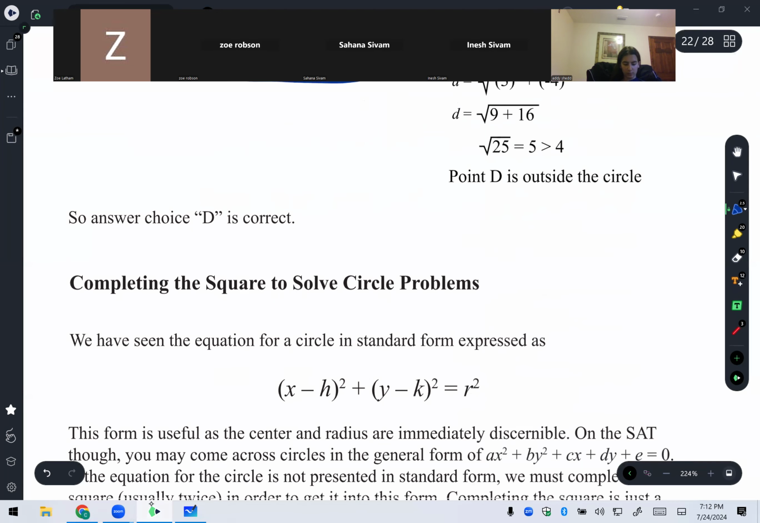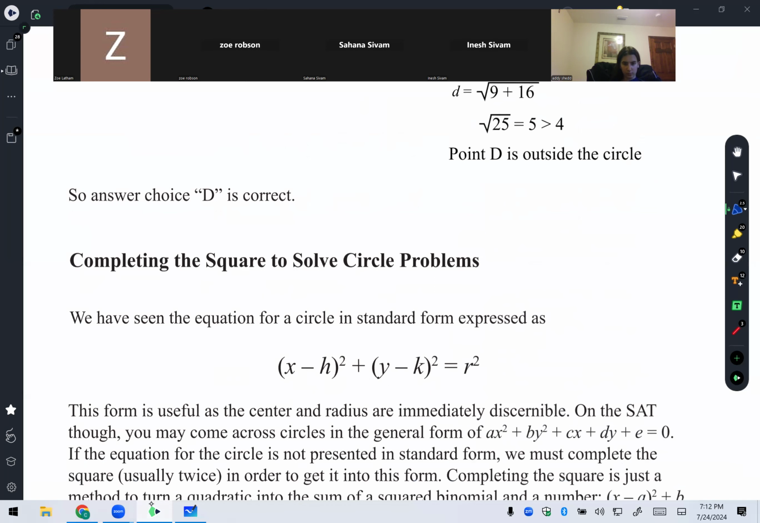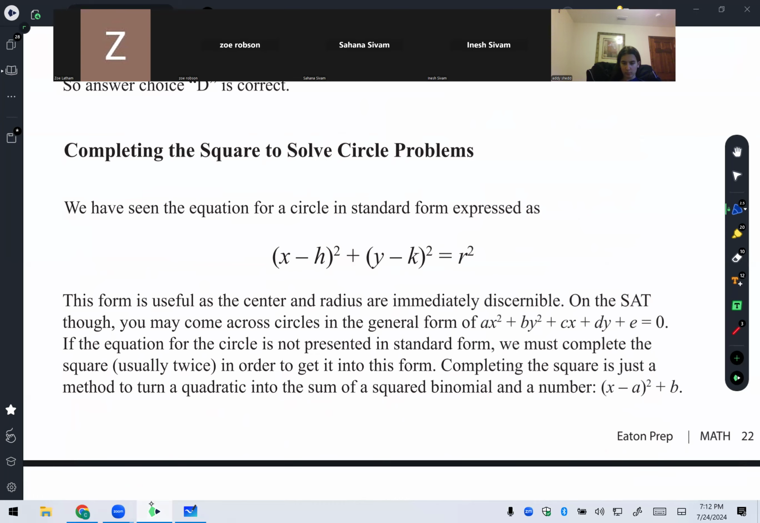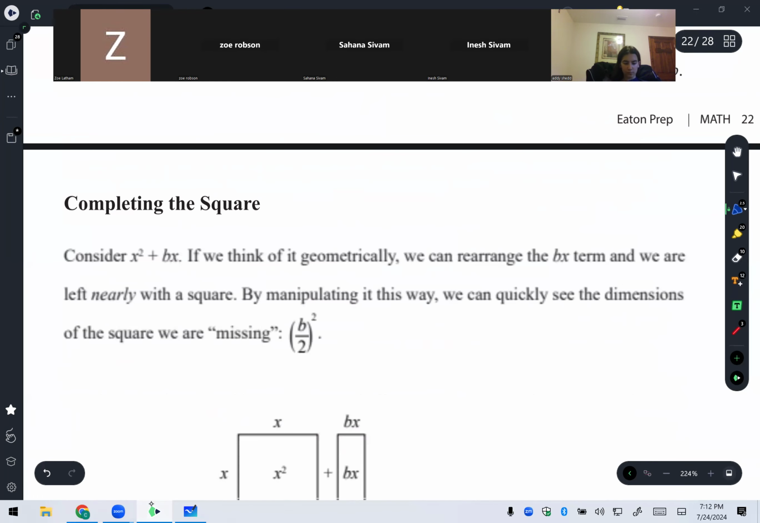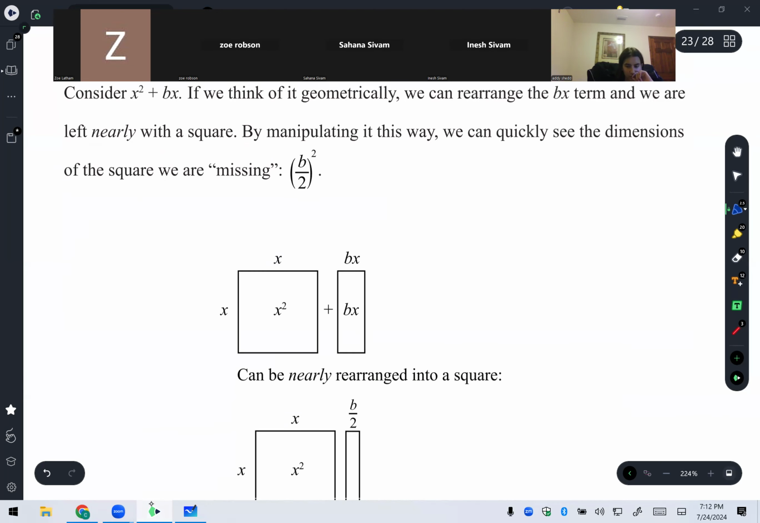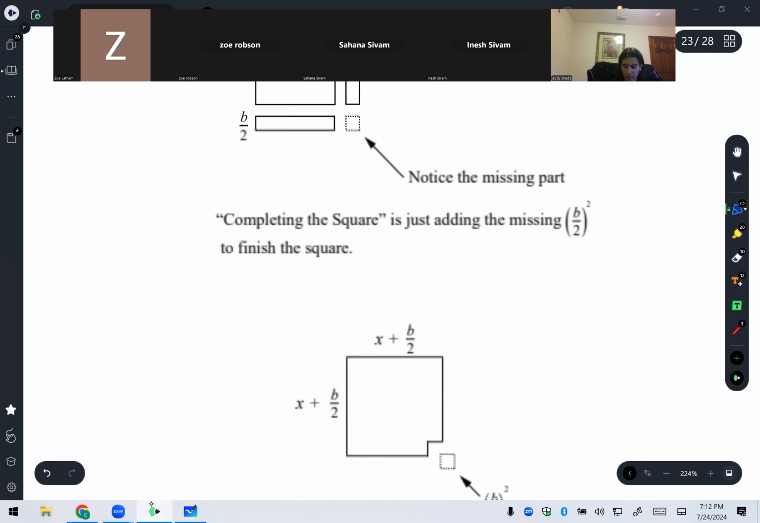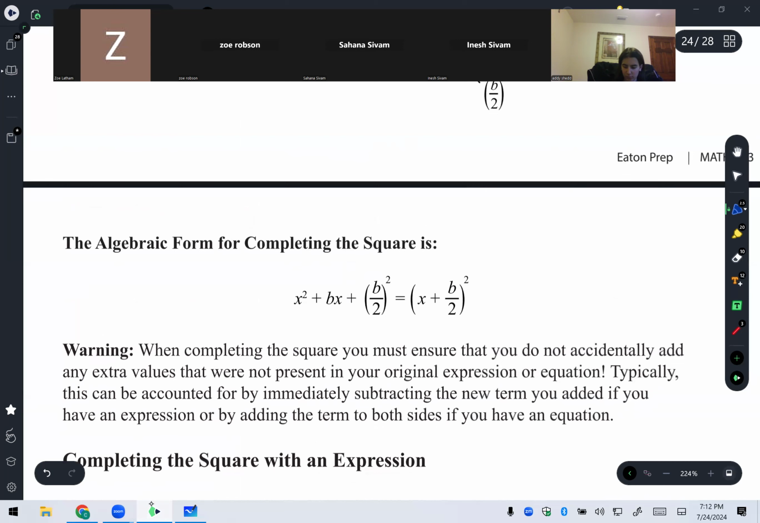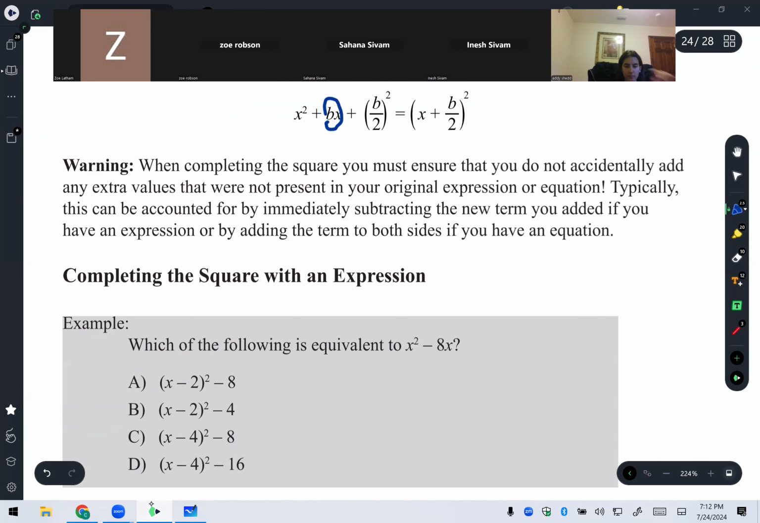Okay, now we're doing completing the square, which you guys already did once. They don't always give the circle to you in standard form, so you have to complete the square, usually twice. Jim just put a page in here to explain how to complete the square, but you guys already know it. You could just memorize that you have to take this middle number and divide it by 2. So let's try this one.